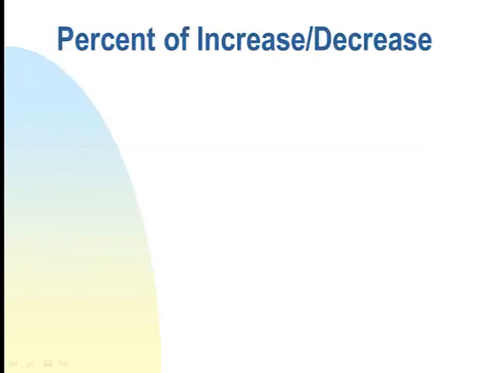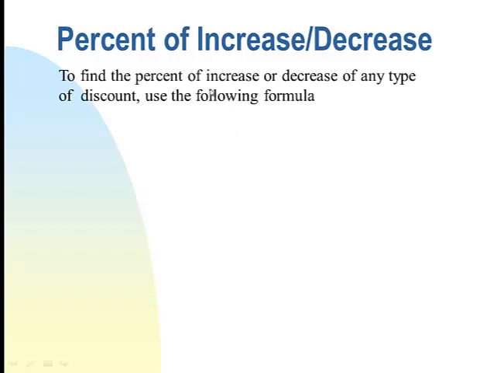All right, so today we're going to talk about percent of increase or decrease. Now, a percent of increase or decrease is when something changes and you have a starting number and an ending number, and then you have to find a percent of that number. To find a percent of increase or decrease of any type of discount, if you use the formula difference over original equals x over 100, this proportion works for every problem.